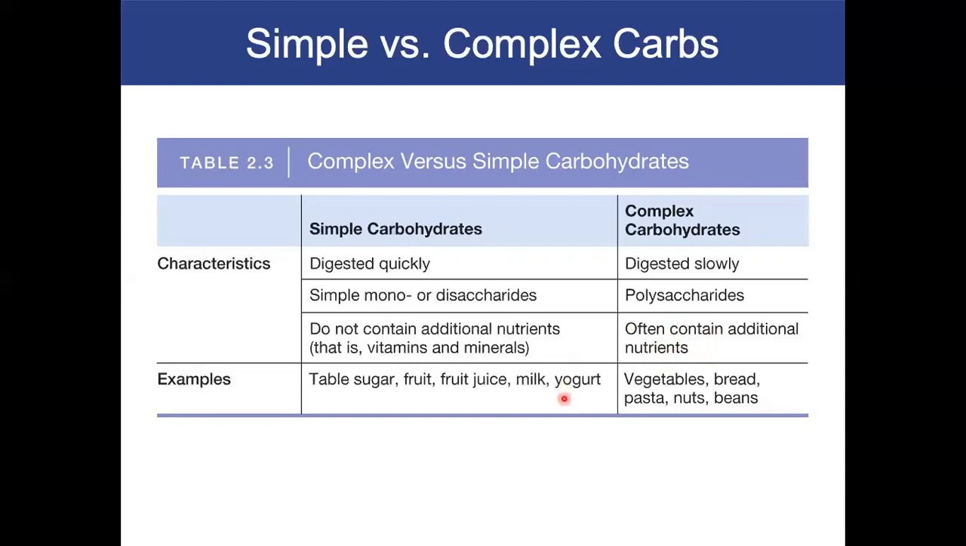So examples of simple carbs: table sugar, fruit juice, milk, and yogurt. Again, if you have the choice, you're going to pick fruit compared to fruit juice because you want the fiber and all the other nutrients, not just the sugar portion of it. And then complex carbs: breads, whole grain or whole wheat breads, beans, nuts, pastas, especially the whole wheat pasta or the bulgur, and the vegetables.